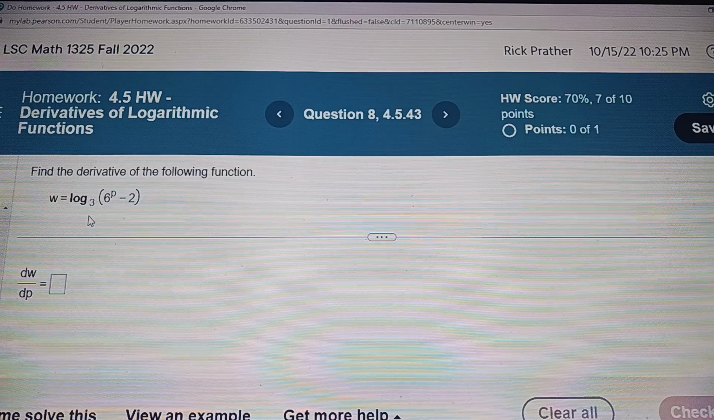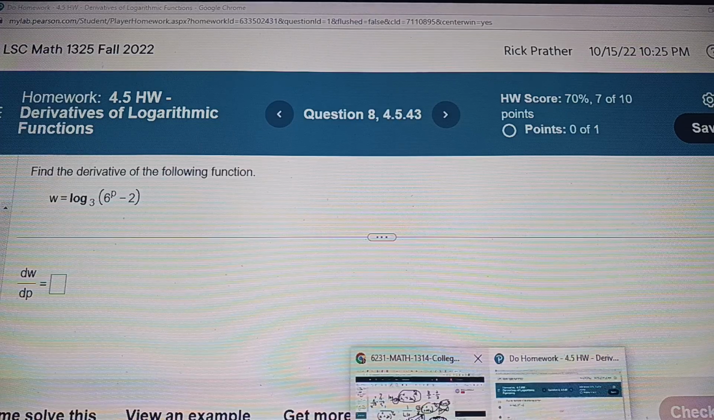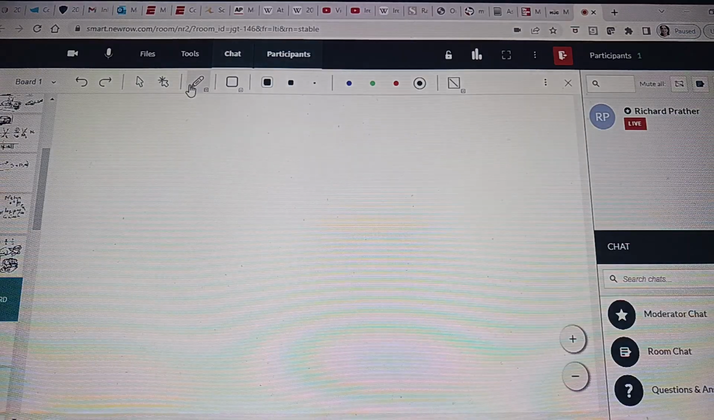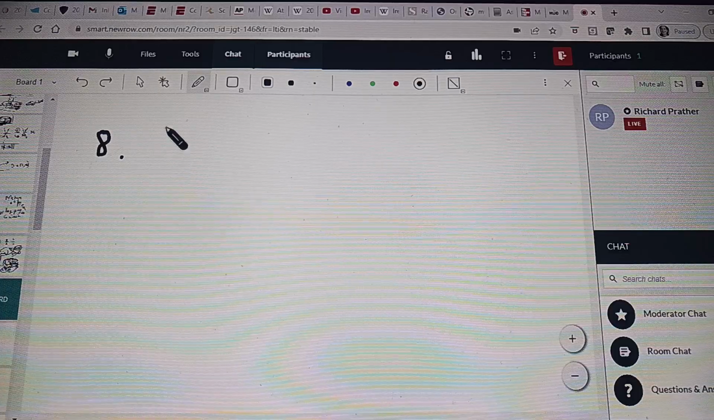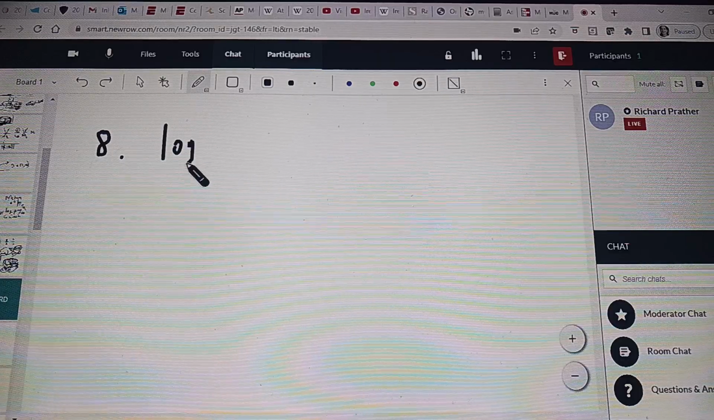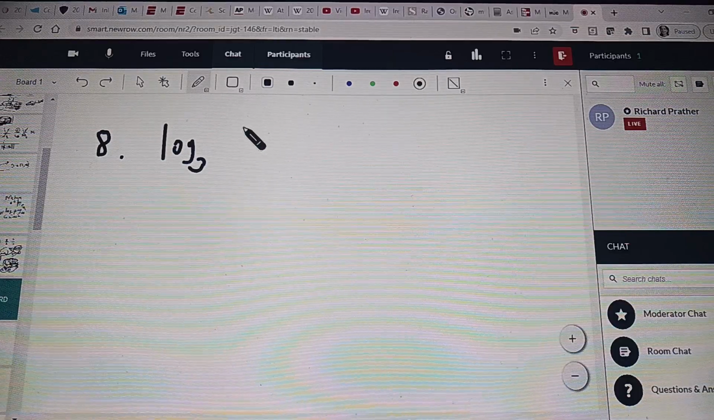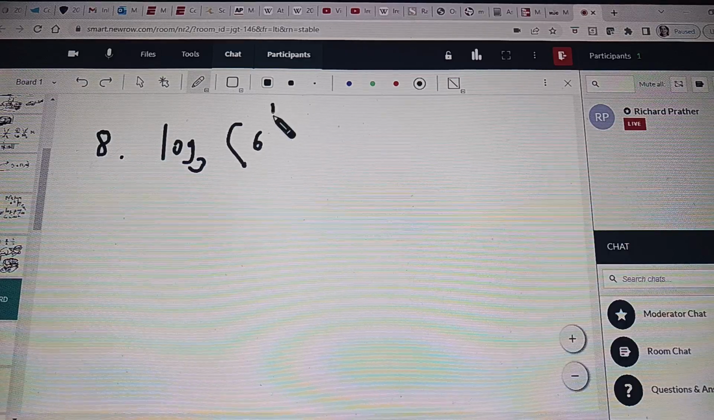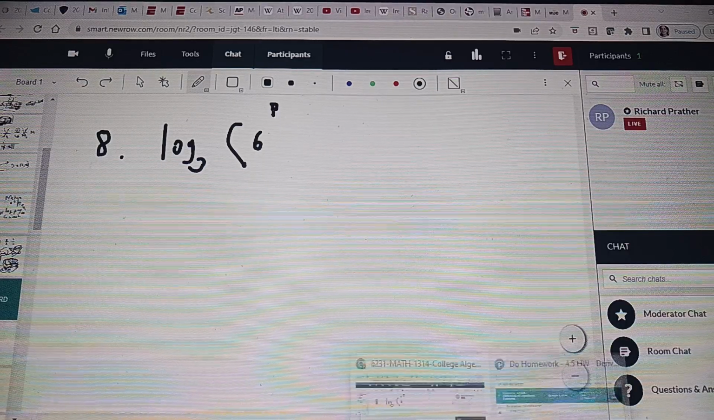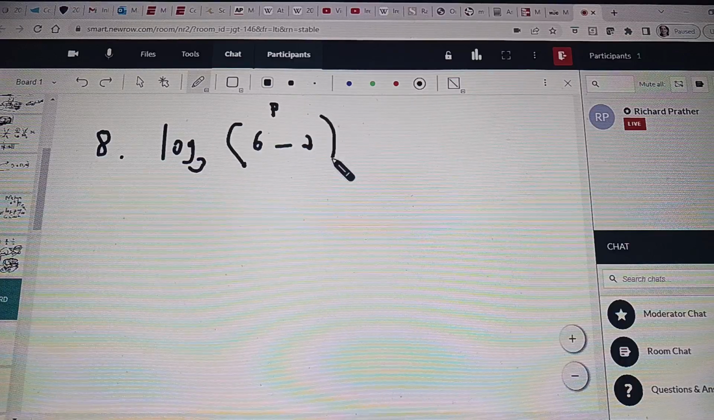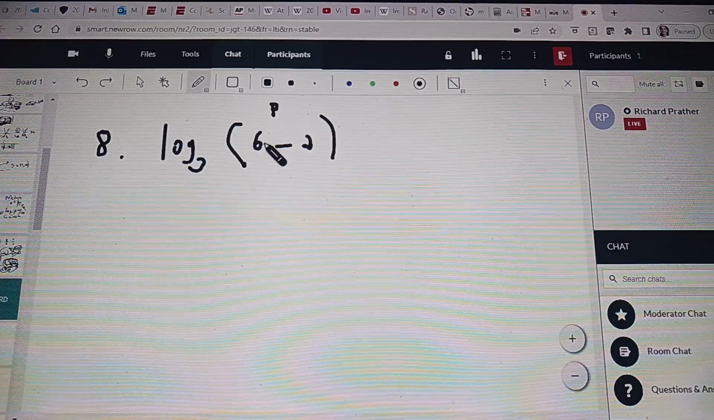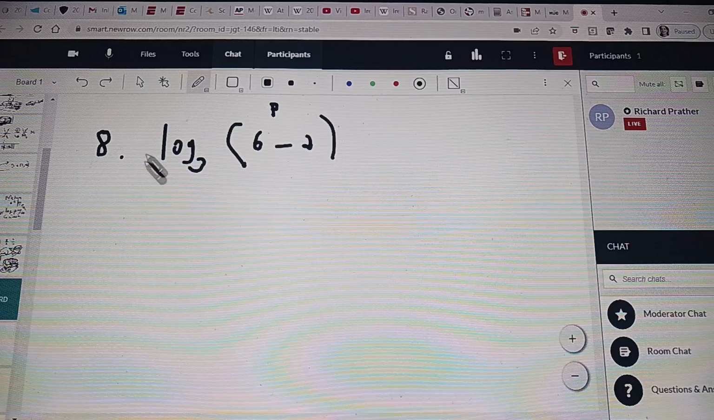Okay, here's a base 3. So different base for the first time. Log base 3 of 6 to the p minus 2. This should be an interesting problem. They're trying to hide a bunch of rules on one problem. Log base 3, but then in the parenthesis is 6 to the p, which is the previous section, section 4.4, minus 2. This is an exponential right here from section 4.4. But do the outside first.